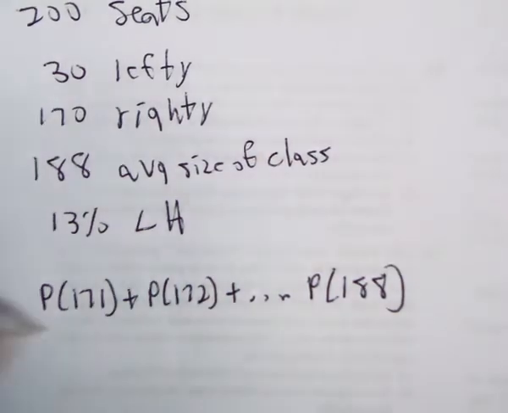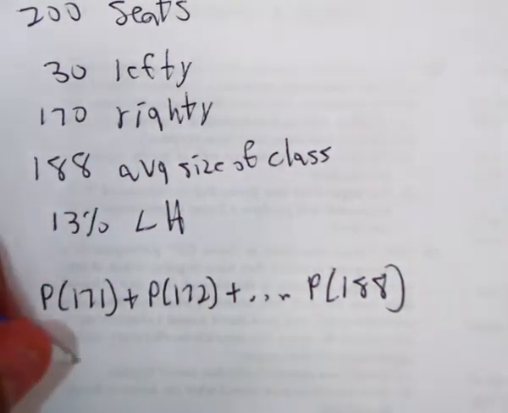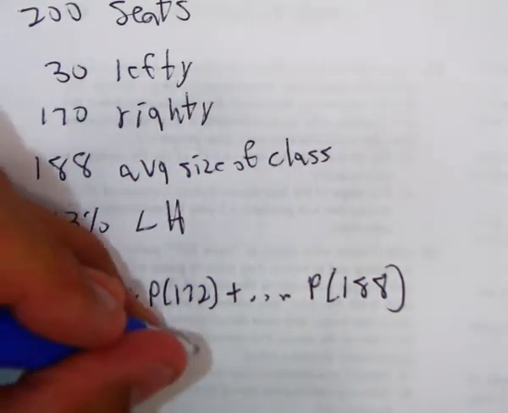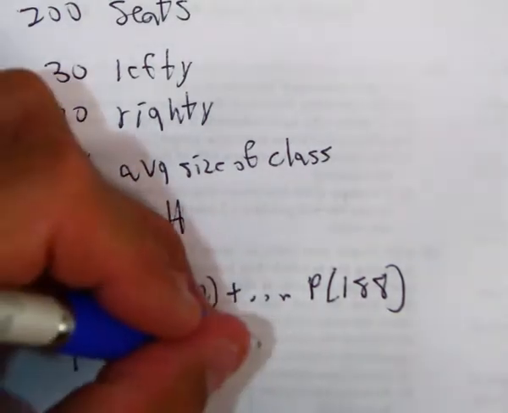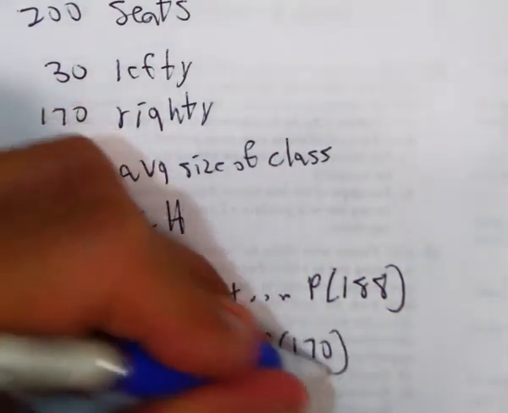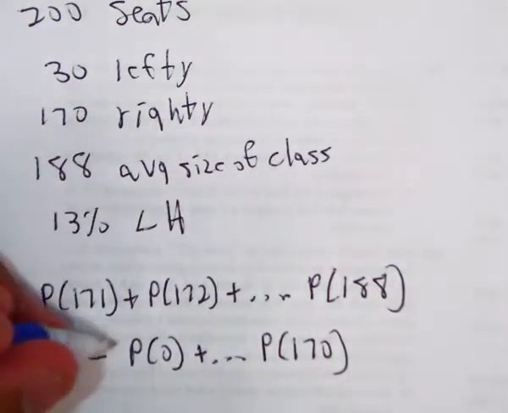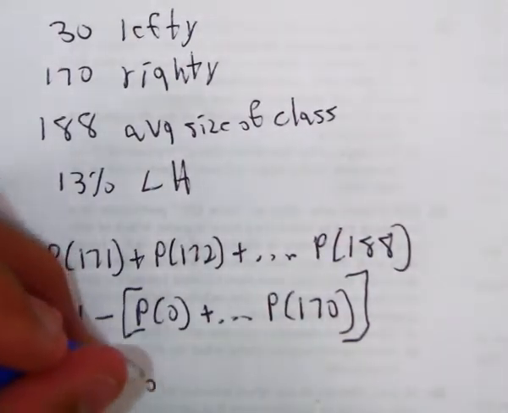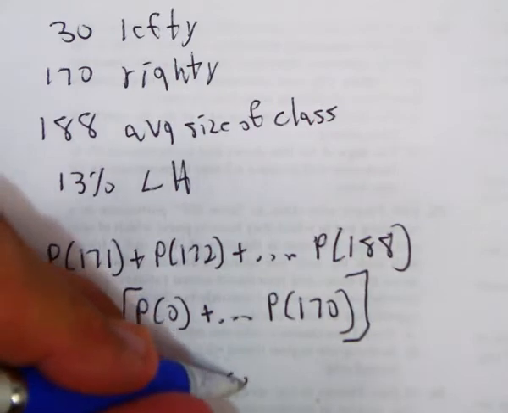Well, how do we do this? How do we sum this? Well, we do this as 1 minus the probability of no righties, all the way up to the probability of 170 righties. Okay? Well, how do we do that? That's binom CDF. So that's one way of doing this.